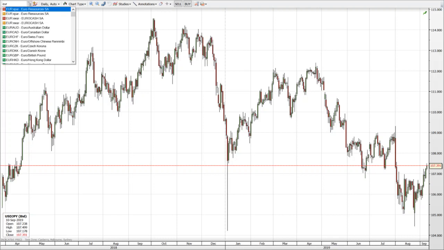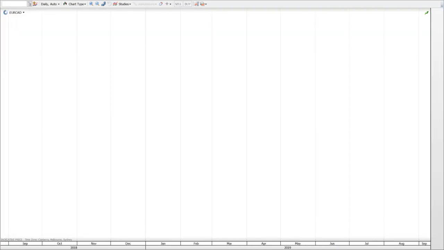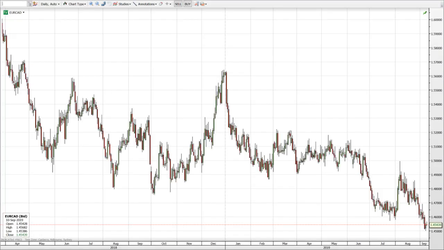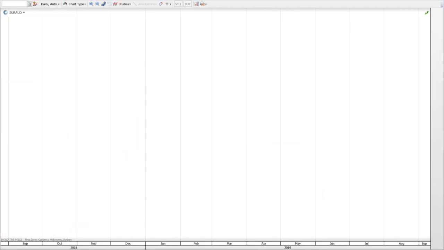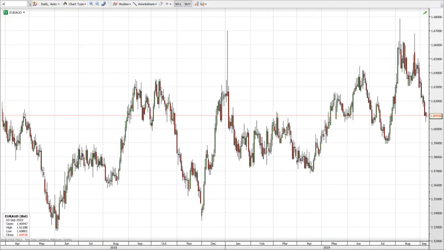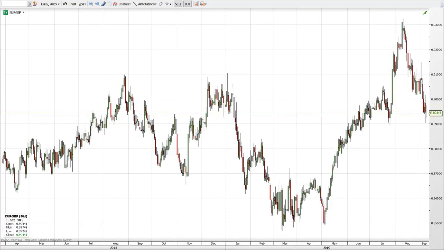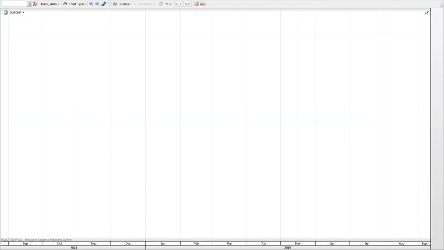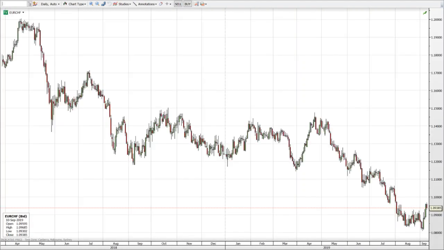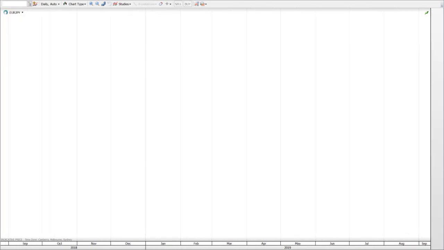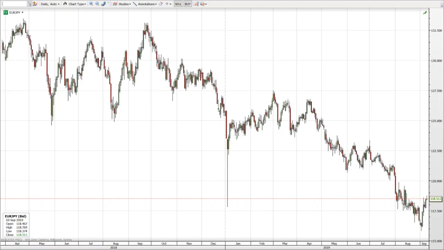In terms of the euro, against the Canadian dollar, it's not really gone anywhere. Against the Australian dollar, once again, hasn't really gone anywhere. Against the pound, hasn't gone anywhere. Against the Swiss franc, it's weakened a fair bit. Against the yen, it's actually strengthened a little bit. So not a lot of signals from the euro side. The US dollar does look like it's still in a bit of an uptrend.